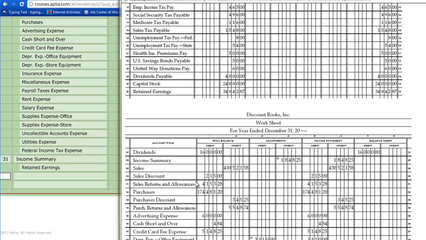You will see that dividends has a debit balance of $16,000. Okay, so if it has a debit balance of $16,000, what do I have to do to dividends? Credit it. What account am I going to close it into? Retained earnings. So retained earnings is going to need to be debited.